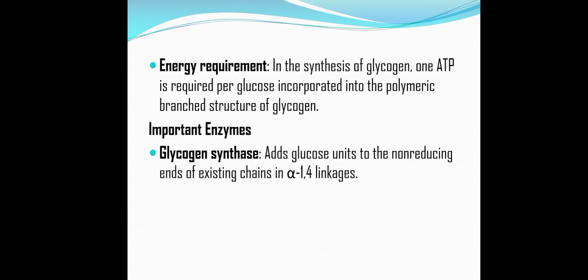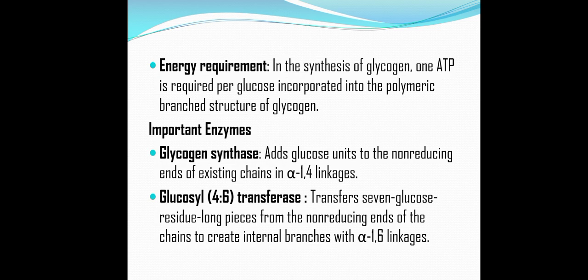Now the important enzymes involved within glycogen synthesis: the glycogen synthase, which adds the glucose units to the non-reducing ends of existing chains, and the initiation of these chains is carried out by the glycogenin enzyme. Then the glucosyl 4,6 transferase. This glucosyl 4,6 transferase transfers the 7 glucose residue long pieces from the non-reducing ends of the chains to create the internal branches, with the alpha 1,6 glycosidic linkage.